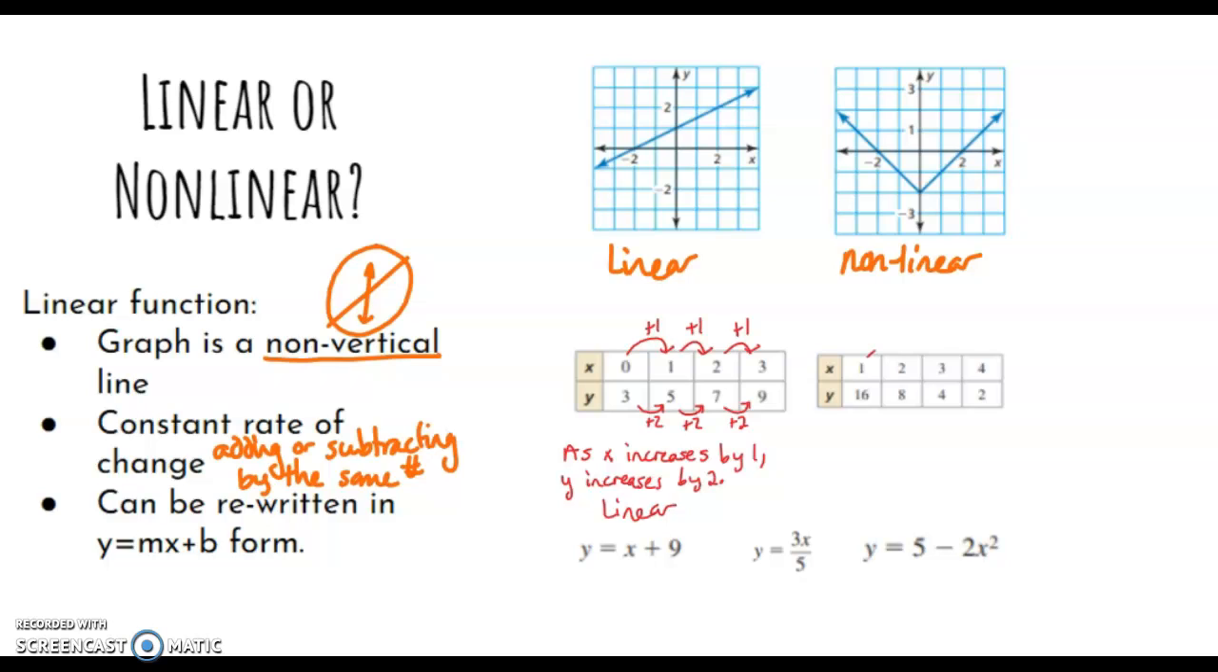Now let's look at this next example. The x's are going up by 1: 1, 2, 3, 4, they're each going up by 1. Now look at the y's. Keep in mind, I said specifically they had to be adding or subtracting by the same number. So from 16 to 8, that's going down 8. It's subtracting by 8. 8 to 4 is minus 4. 4 to 2 is minus 2. Those are not the same, so it's not a constant rate of change.